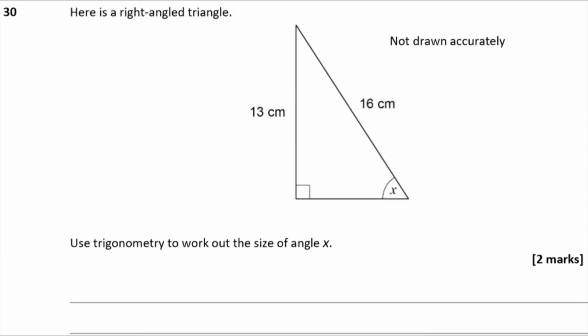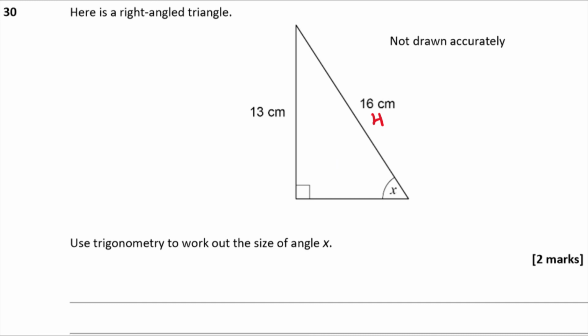Question 30, here is a right angled triangle. Use trigonometry to work out the size of angle X. Okay, right, so trigonometry, first step. Label your three sides: opposite, adjacent, hypotenuse. I always start with the hypotenuse because it's the easiest one to find. It's the longest one. It's always the one opposite the right angle as well. So that 16 has got to be the hypotenuse.